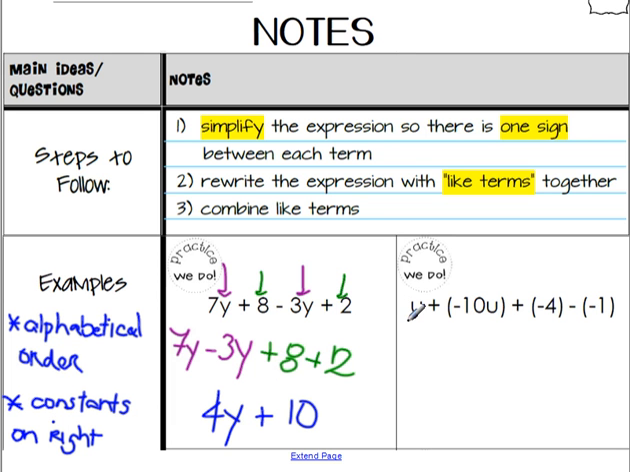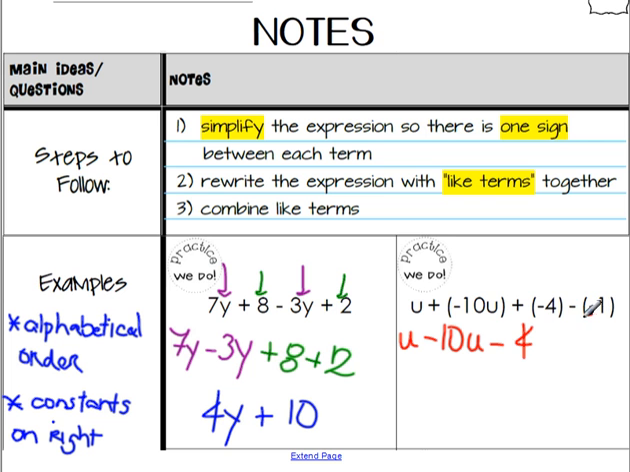Let's do one more. So if we have u plus negative 10u plus negative 4 minus negative 1. So the first step in the directions here is to simplify the expression so there is one sign between each term. And so this may be some review of working with integers and simplifying that way. So if you have u plus a negative 10u, that's the same thing as u minus 10u. So plus a negative is the same as just subtracting or minus. Same thing here. So if you have plus a negative 4, that's the same thing as just minus 4.